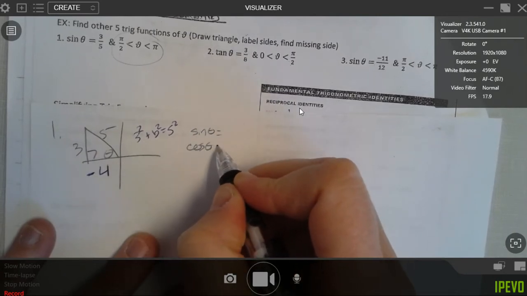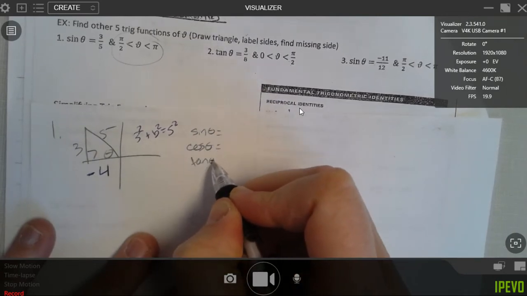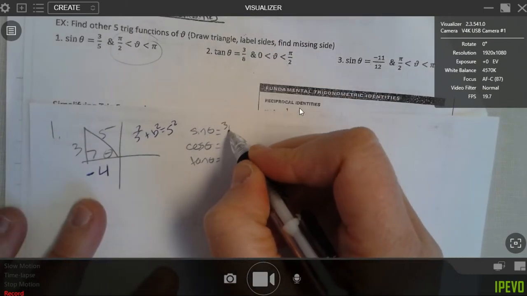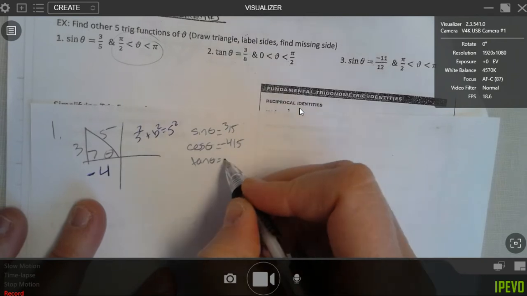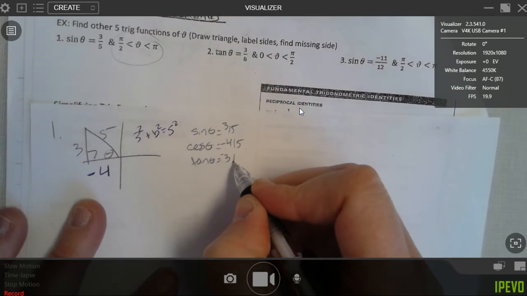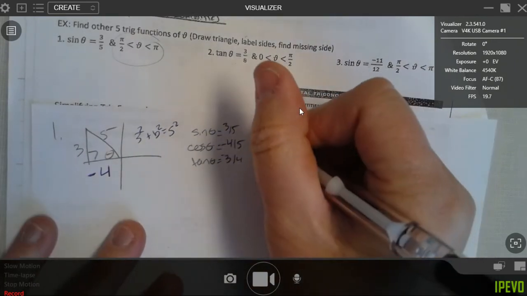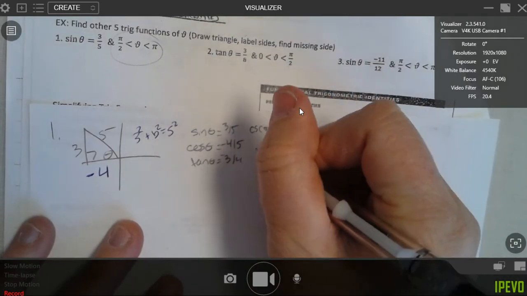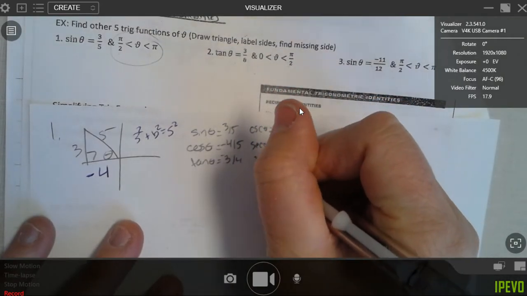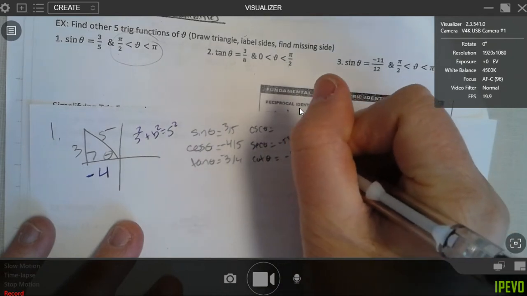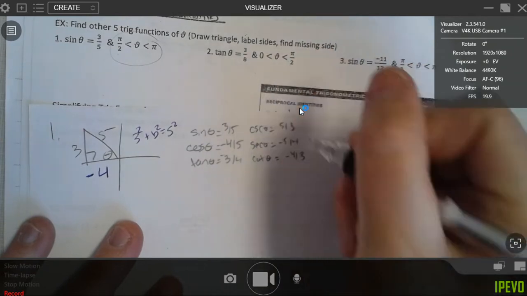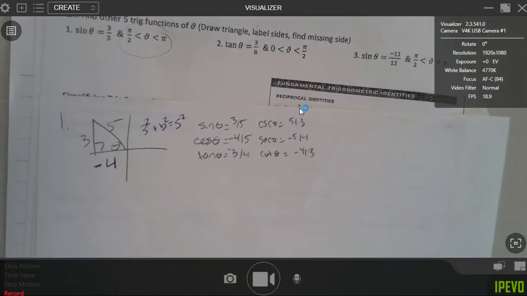So cosine, tangent. So my sine is opposite over hypotenuse, adjacent over hypotenuse for cosine, and then opposite over adjacent. And then you would just flip them for your other trig functions, secant and cotangent here. So we get negative 4/3, negative 5/4, and 5/3 for those answers.